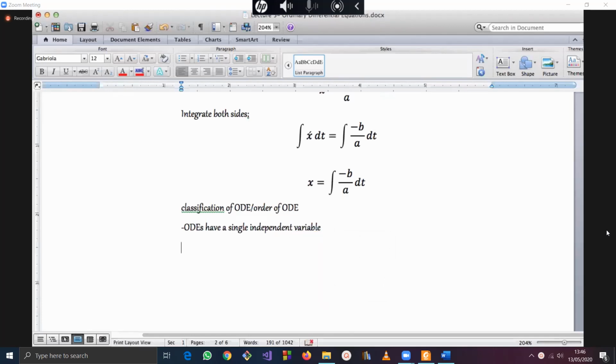Then the next thing we can talk about is the order. Now, the order is dependent on the highest power. The order of the ODE is dependent on the highest, I will demonstrate, highest derivative of the independent variable.